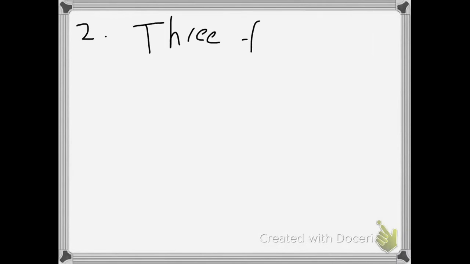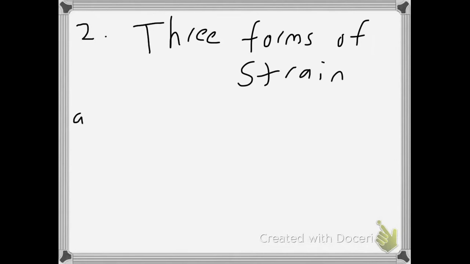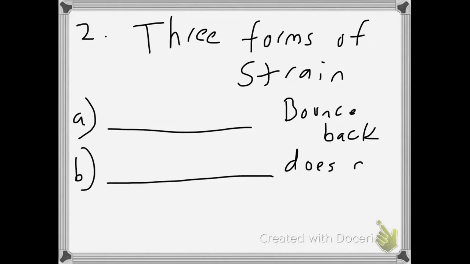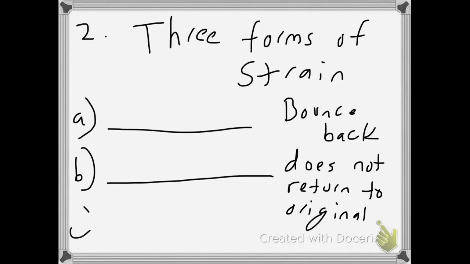So question number 2, now we've talked about the 3 types of stress. We're now going to consider the 3 forms of strain. So letter A, this is a form of strain that will bounce back to its original shape after the stress has been released. And we'll get to the answer here in a minute. This one does not bounce back to its original shape. It does not return to its original. And the third form of strain is what happens if something will break.